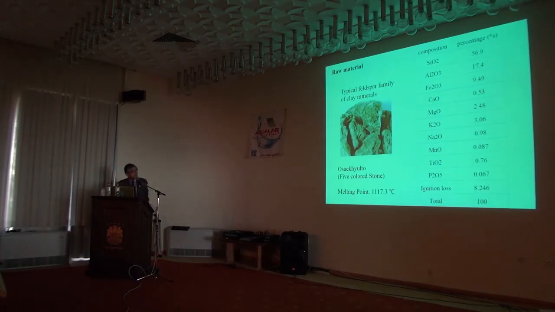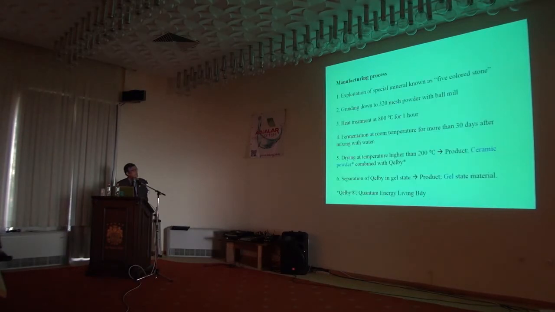This is the raw material that we have used for the production of the powder, and it is a typical feldspar family of clay minerals with a major composition of silica, aluminum, and iron oxide. And the manufacturing process is like this. The raw material is ground down to 320 mesh powder with a ball mill and heat treated at 800 degrees C for an hour, and then fermented at room temperature for more than 30 days. And drying at room temperature at temperatures higher than 200 degrees C.